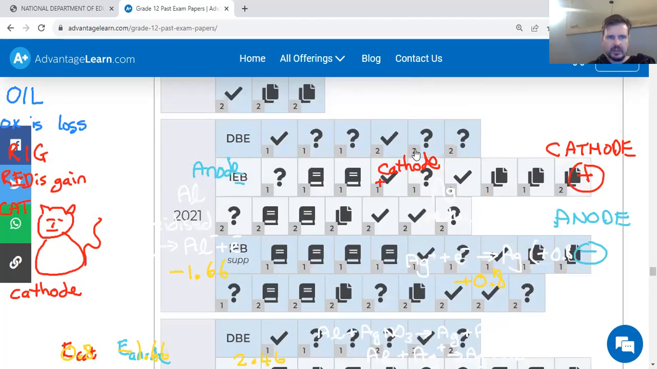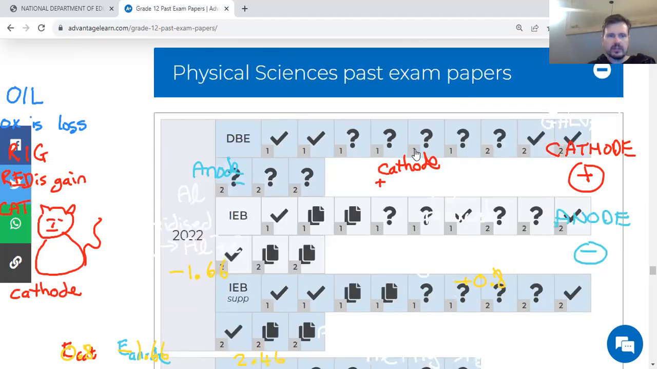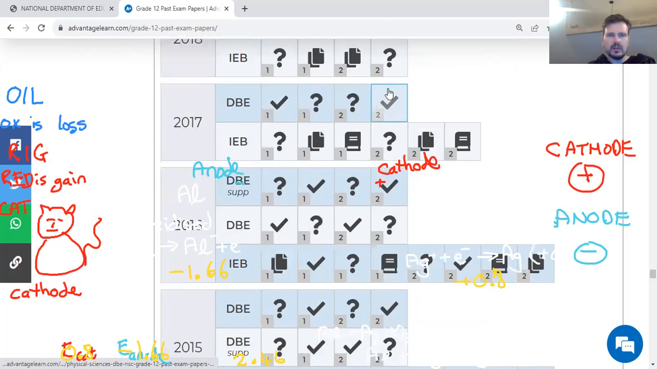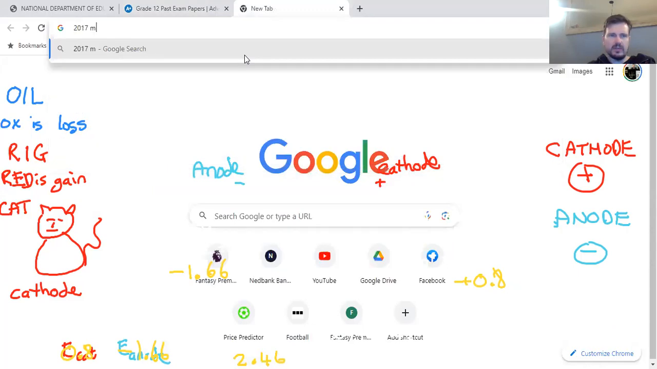This one. So the 2017 paper. Oh, they don't have the answers to the 2017 paper. So, 2017 memo, physical science. Oh, wait. Yeah, paper 2.